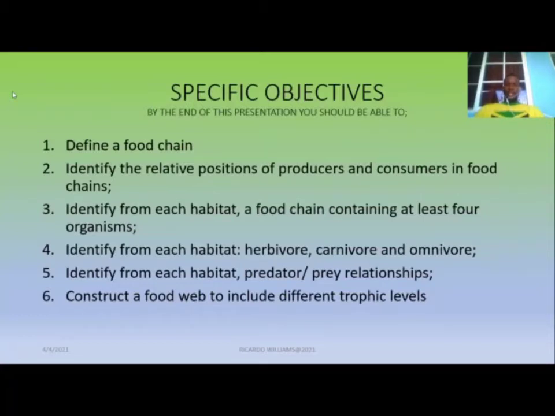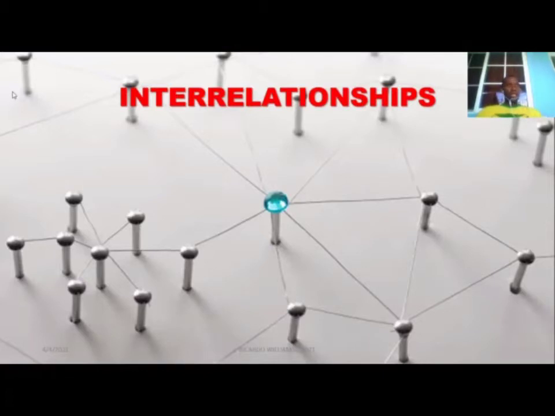For right now, we're going to define what a food chain is, identify the positions of producers and consumers in food chains, identify each type of habitat containing at least 4 organisms, identify from each habitat herbivores, carnivores, omnivores, identify from each habitat predator-prey relationships, and finally construct a food web to include different trophic levels. So we're basically looking at what the interrelationships are between the organisms and their environment.